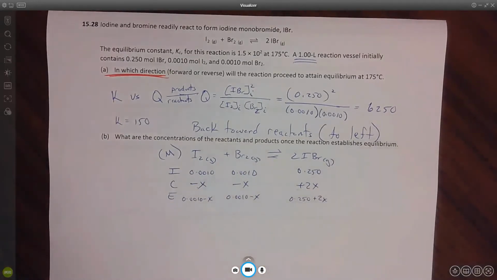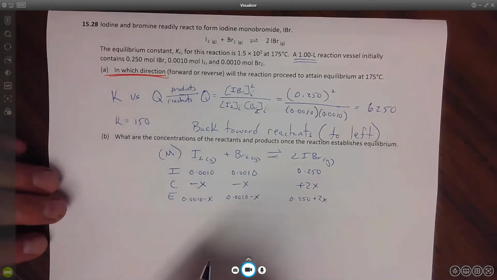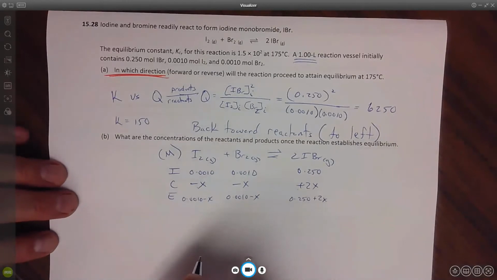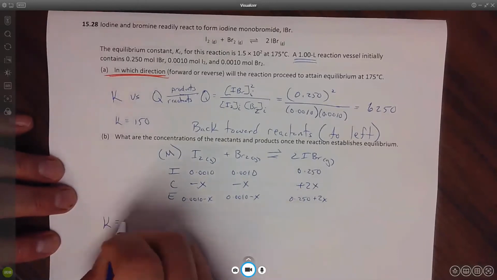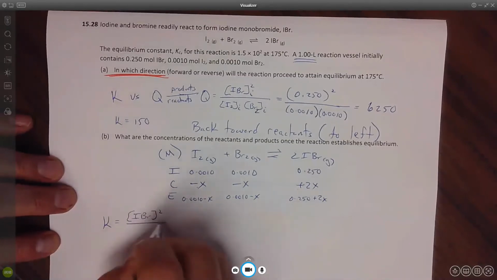Okay, Keenan, what's my next step? So you would have to find X from here. Do you just do the products over the reactants? Yeah, you're always going to use the equilibrium constant expression. So that looks like this.